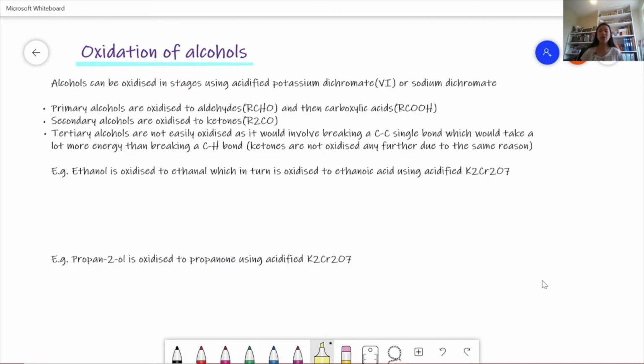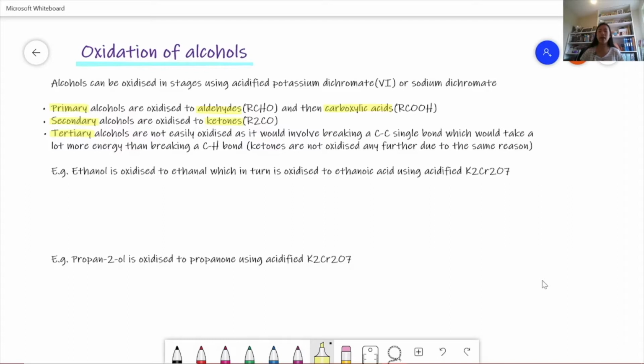Now we're going to talk about the oxidation of alcohols. Alcohols can be oxidized in stages using acidified potassium dichromate or sodium dichromate. Primary alcohols are oxidized to aldehydes, which are then in turn oxidized to carboxylic acids. Secondary alcohols are oxidized to ketones. Tertiary alcohols are not easily oxidized, as it would involve breaking a carbon-carbon single bond, which takes a lot more energy than breaking a carbon-hydrogen bond. This is also the reason why ketones are not oxidized any further.